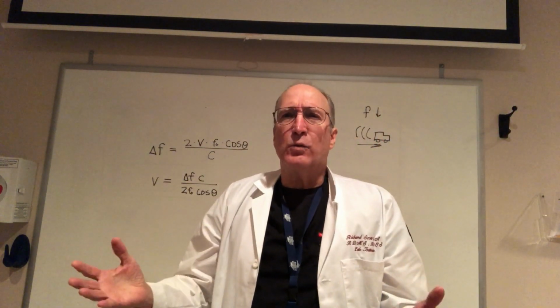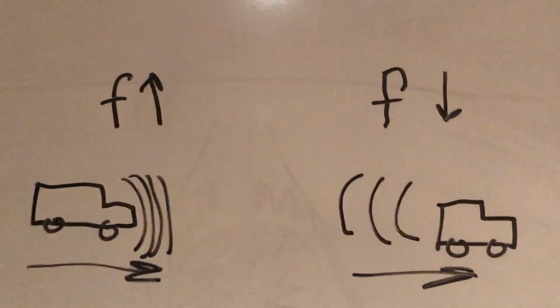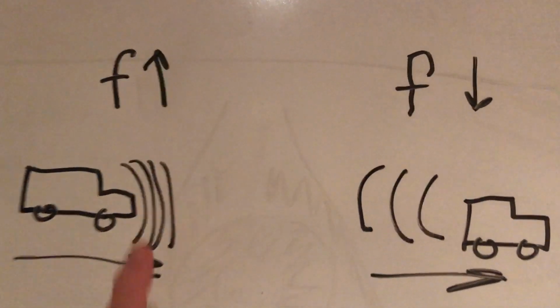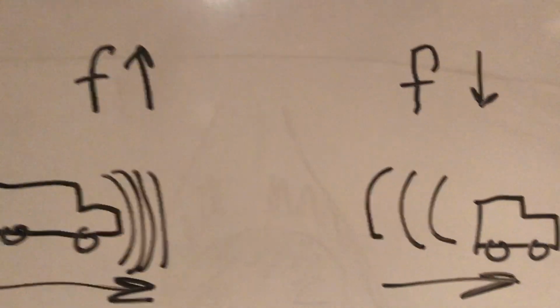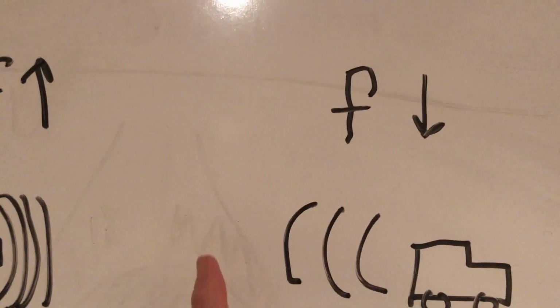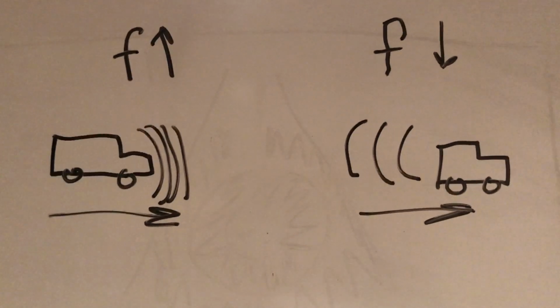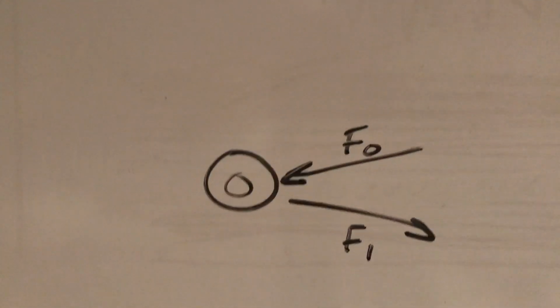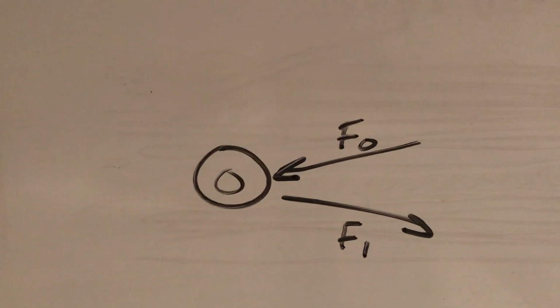So why is getting the angle right so important? You're probably familiar with the Doppler effect. You see a truck go by, the frequency changes. When the truck's coming towards you, the waves pile up and the frequency goes up. When the truck's going away from you, the waves get farther apart and the frequency goes down. Now with the trucks, they're emitting the sound. With the blood cells, we're bouncing sound off them. But it's the same principle.